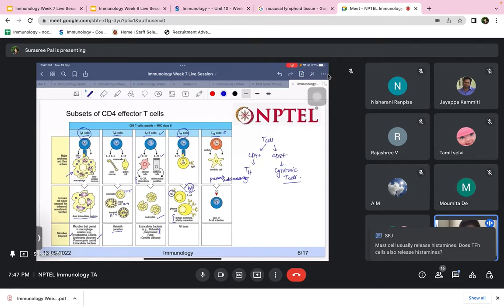T follicular helper cells do not release histamine. They can induce the B cells to produce IgE, and this IgE can direct the mast cells to release the histamine granules. So T follicular helper cells do not release histamines, but histamine is only released by the mast cells.